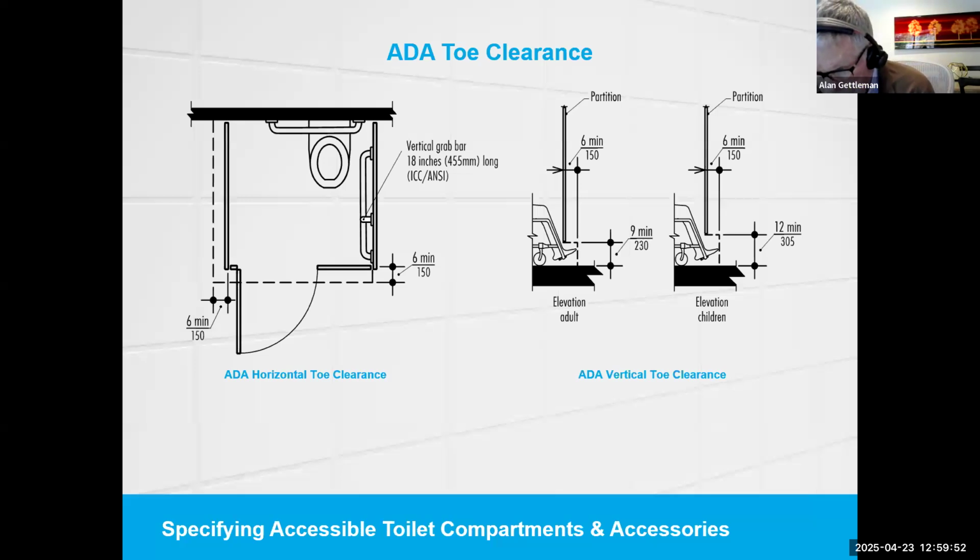The ADA standards for toe clearance is 9 inches minimum above the finished floor for adults and 12 inches minimum for children, as shown on the right of this slide. It's required under the front and the open side of the panel of wheelchair accessible compartments, and it excludes supporting stiles or partitions.